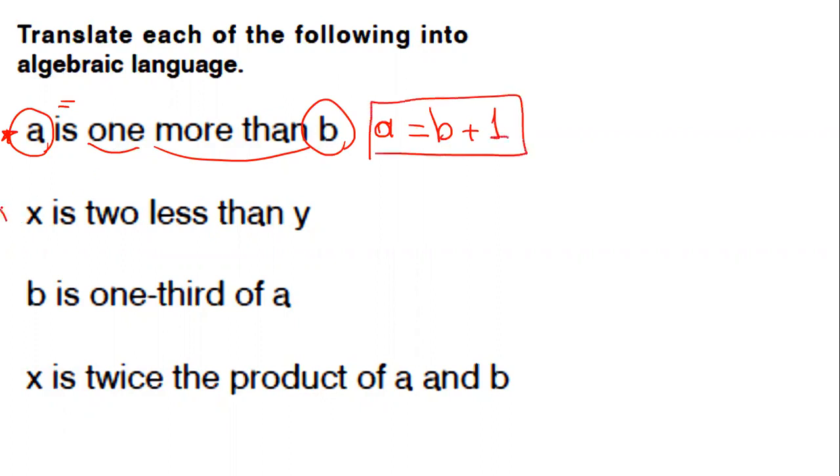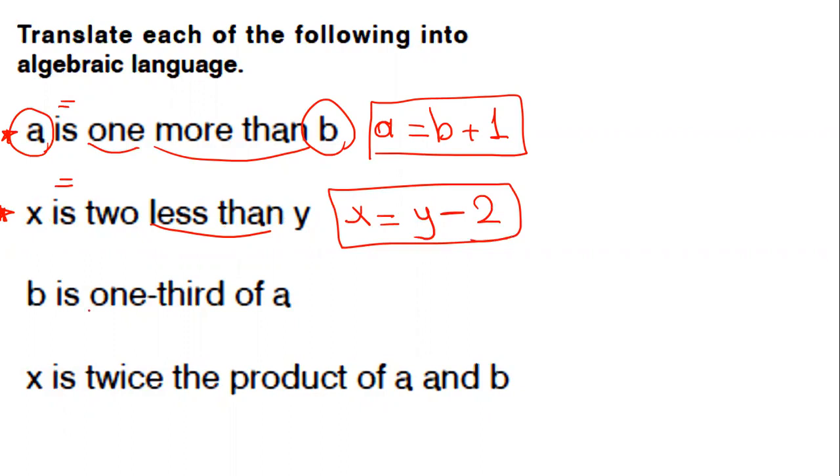And for the other one, x is 2 less than y. The same story. Look, it is equal. You will say x equals 2 less than, and less than means subtraction. That will be y minus 2. That's it.